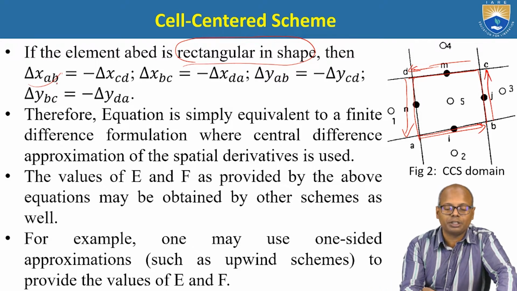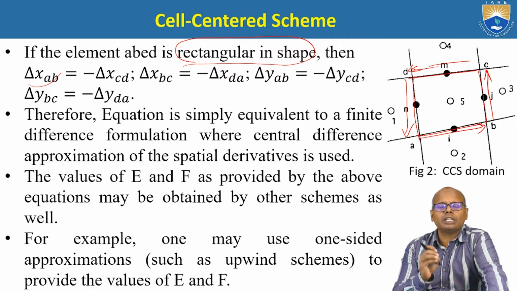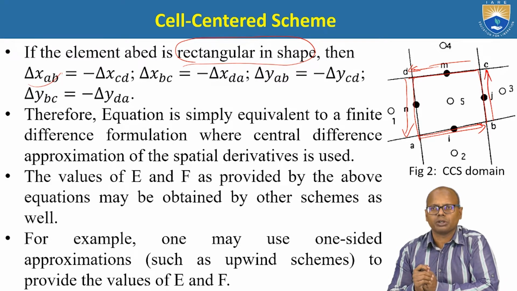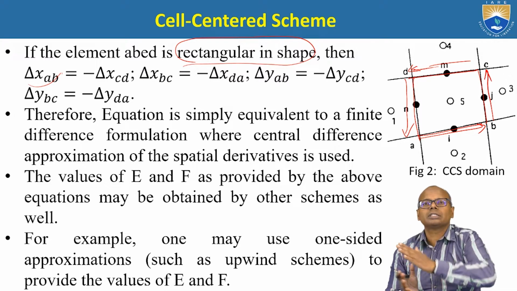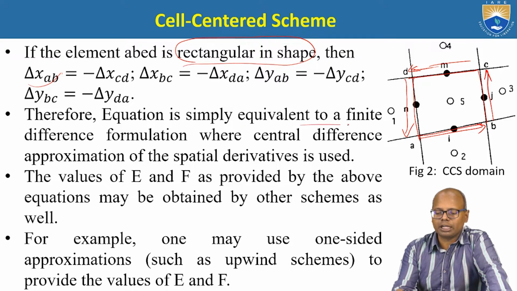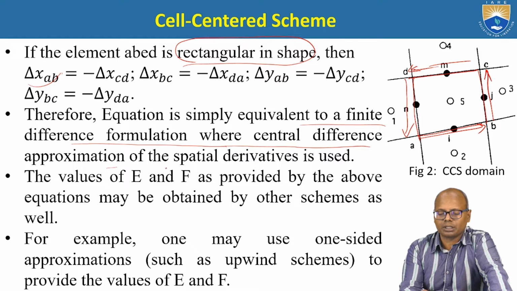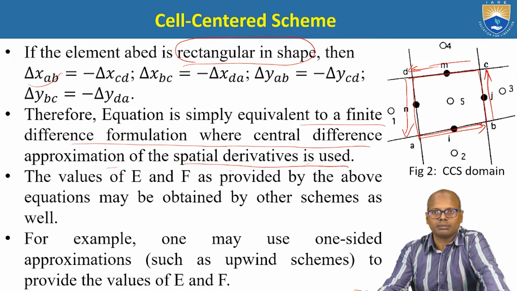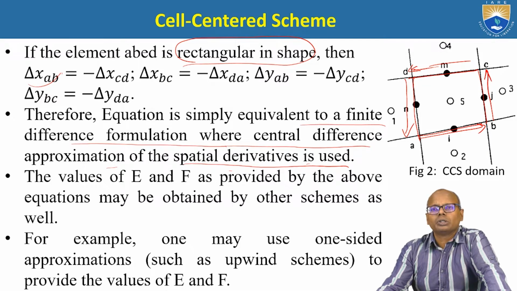So like that, delta x AB is equal to minus delta x CD, delta x BC is equal to minus delta x DA. This happens only for one case where the quadrilateral becomes rectangular in shape, rectangular or square shape. In such a case only, the opposite sides are of equal length. Then our problem will become further simple. Therefore, the equation is simply equivalent to finite difference formulation. Hence, the cell-center approximation of spatial derivatives is used. So when I transform this quadrilateral element to a rectangular element, the finite volume method becomes equivalent to finite difference formulation, and that too the central difference formulation. It is not forward and backward, it is a central difference approach.